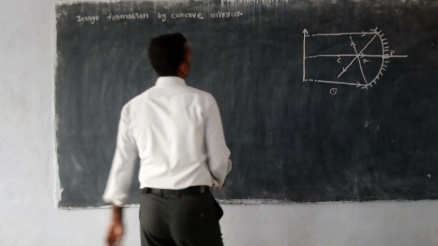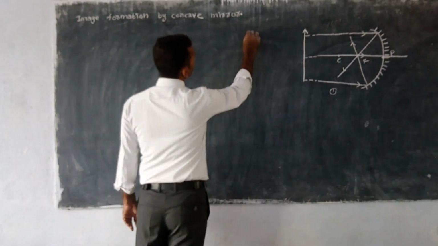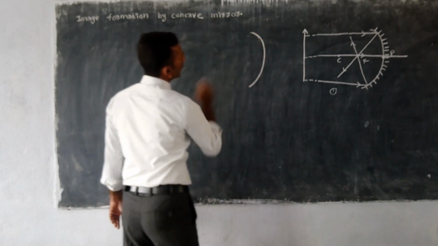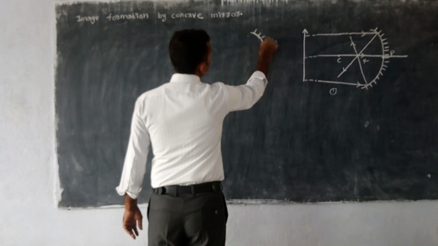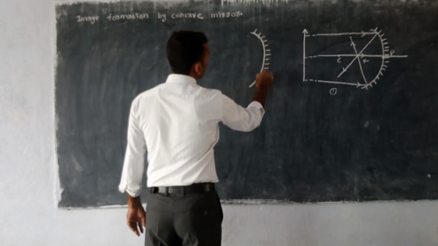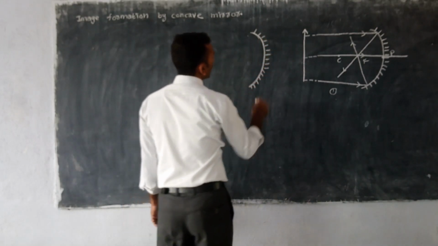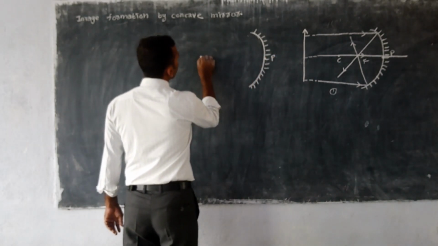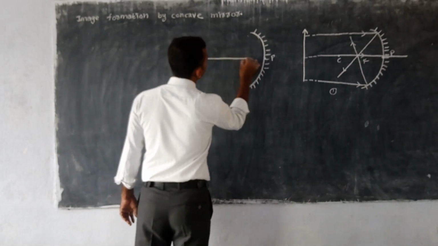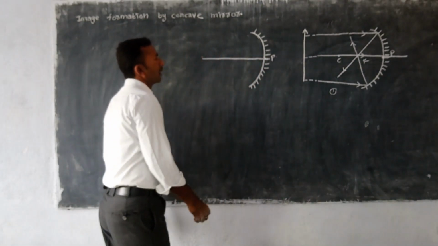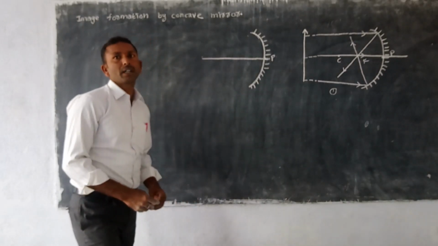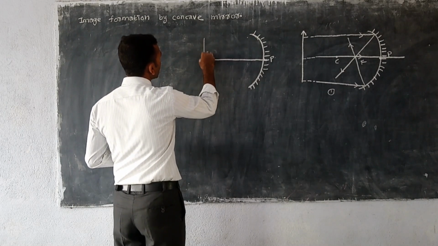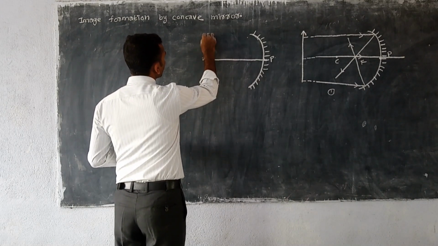And for the second image, take a concave mirror. What is this side? The non-reflecting surface of the mirror, and this is the pole of the mirror. Draw the principal axis. Now we are keeping the object at some point on the principal axis.